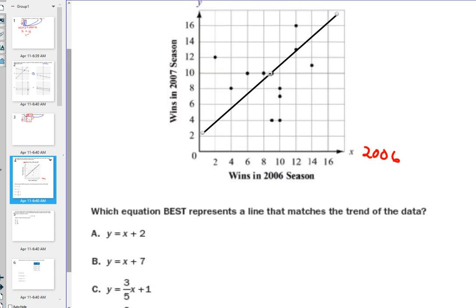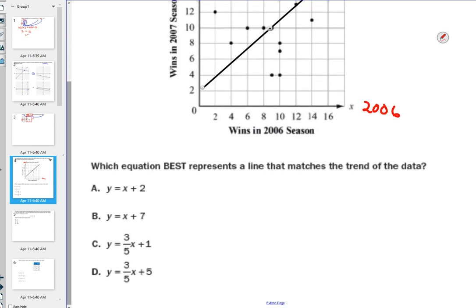If I were to prioritize, also another big thing, that word there. When you see that word best, that's implying that there's reasoning involved. To a certain degree, there might be more than one answer that is kind of close, but you have to use your reasoning skills to prioritize and see which one is the best of the answers. So in order to pick the best, I would eliminate the worst. I would say these two are the worst. There's no way my line of best fit is going to cross at 7. There's no way it's going to cross at 5.